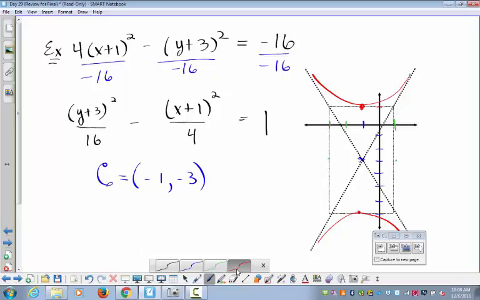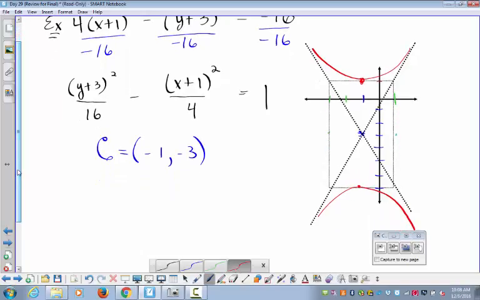And let's go ahead and find our foci. So to find our foci, we need to use little c. Little c squared is equal to what? Right? We add the denominators, so we do whatever the opposite of that sign is. So we're going to add the denominators and get 20 and take the square root of both sides. And that will give us 2 root 5 for c.